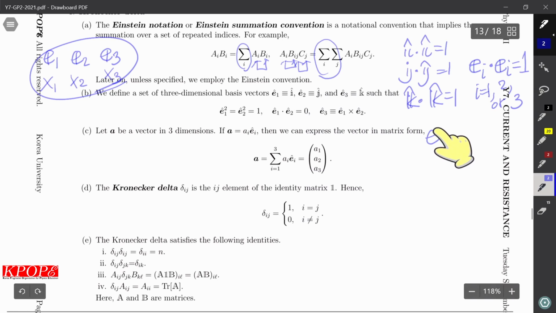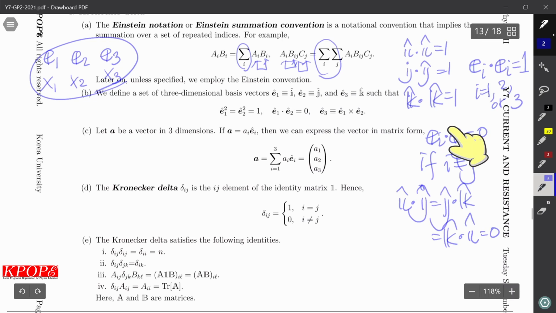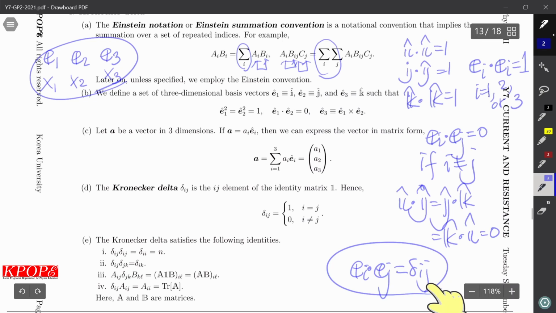For example, e_i dot e_j equals 0 if i is not equal to j. This one can be expressed as i dot j, j dot k, k dot i equals 0. But we can simply write e_i dot e_j equals delta ij. Why? If they are the same, it is 1. If they are different, it is 0. So e_i dot e_j equals delta ij. Very simply explained.